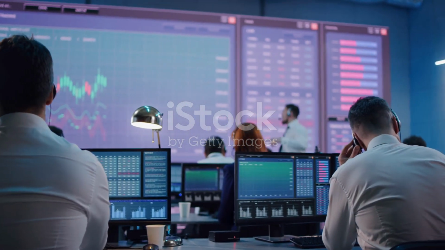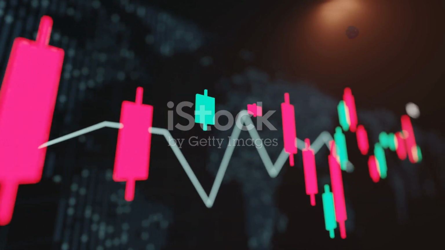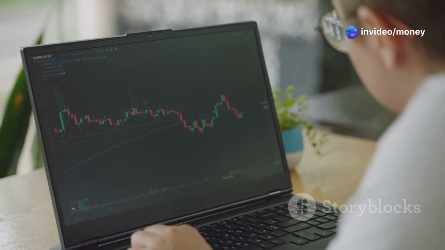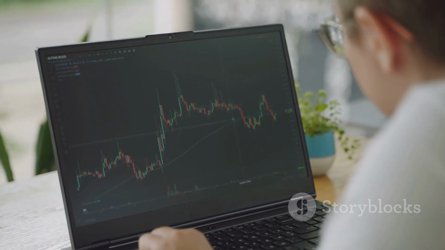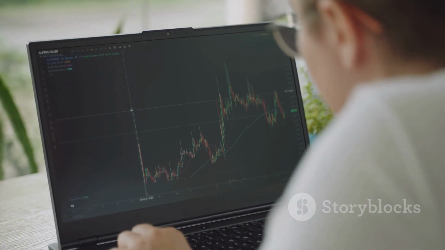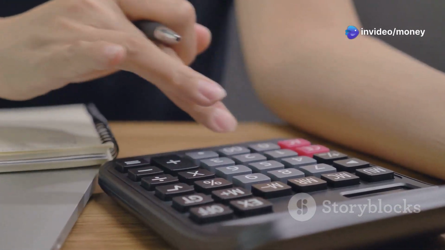Alright, let's kick things off with pivot points. These are calculated using the previous day's high, low, and closing prices. Don't worry, it sounds more complicated than it is. Think of it like this. You're taking a snapshot of the market's sentiment from the previous day and using it to project potential support and resistance levels for the current day. It's like having a crystal ball, but instead of a fortune teller, it's math.